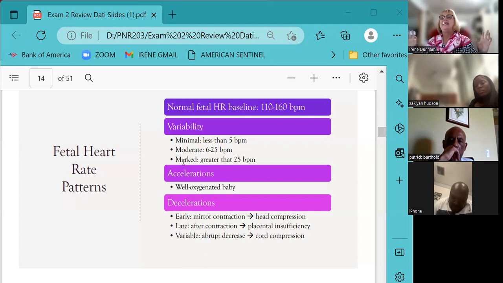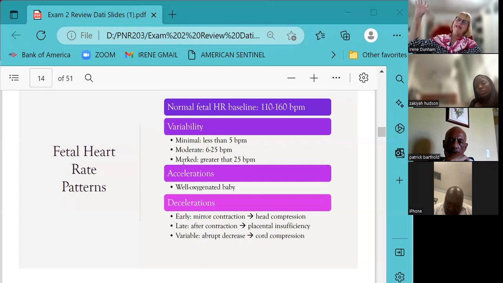Accelerations are A-okay. Remember VEAL CHOP? So with accelerations, my baby is doing good. And when I say my baby's doing good, I mean the baby is well oxygenated. He's getting all the oxygen he needs. He says, hey, I'm in here. No problem, nurse. Keep it going.